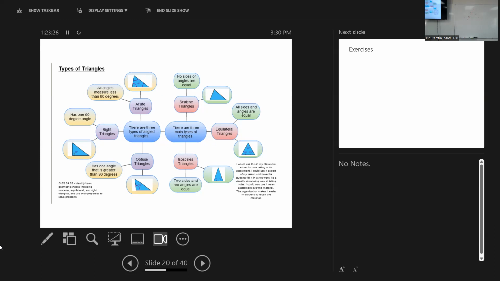When you have all sides equal and all the angles are equal, it's called an equilateral triangle. When only two sides are equal, it's called an isosceles triangle. When no sides or angles are equal, it's called a scalene triangle. And when you have a right angle, it's called a right triangle.